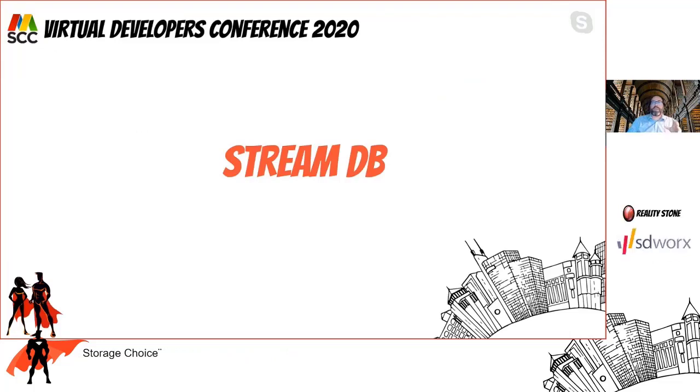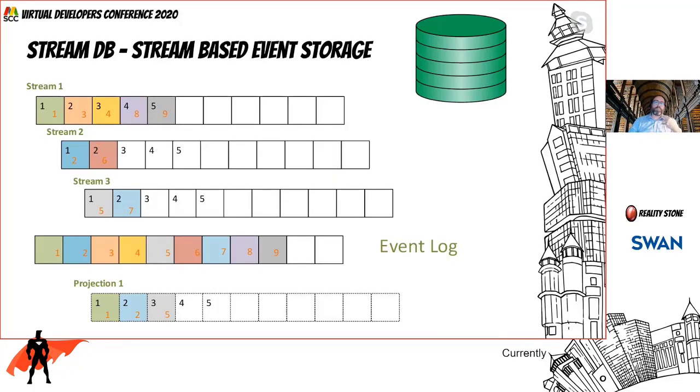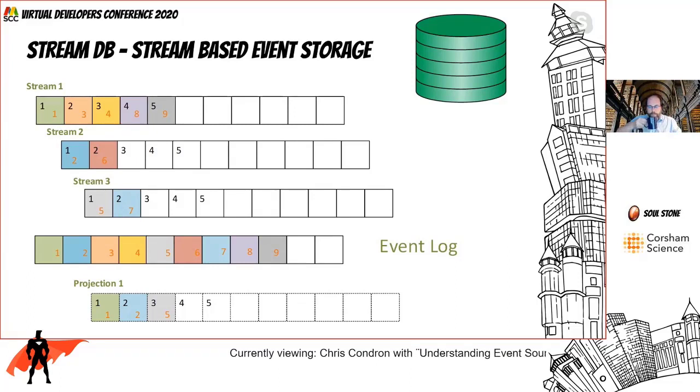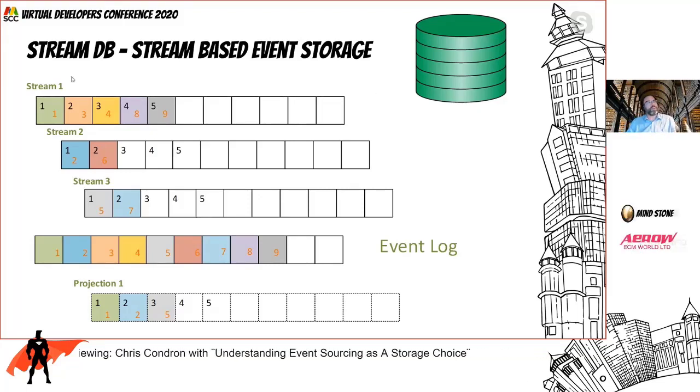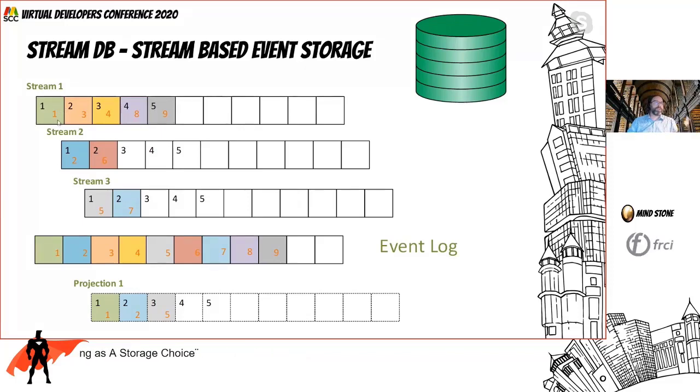So now let's talk about a stream database, or an event store. In particular, a stream database is a system that provides event storage in terms of multiple independent streams. So the writers write into an individual stream, and we can see here that I've got the stream identifiers in black, and I've got the master log positions in orange.